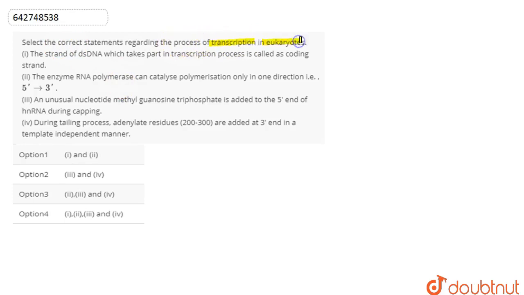In this question, we are asked to select the correct statement regarding the process of transcription in eukaryotes. The first statement that we have is that the strand of the double-stranded DNA which takes part in the process of transcription is called the coding strand. Transcription is simply the copying of the genetic information from DNA to RNA.